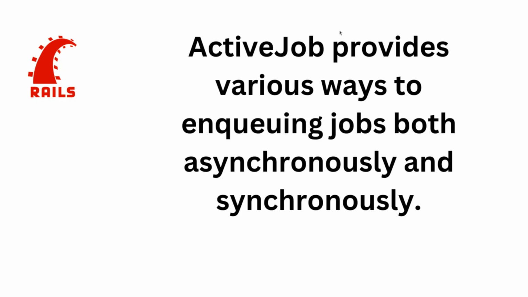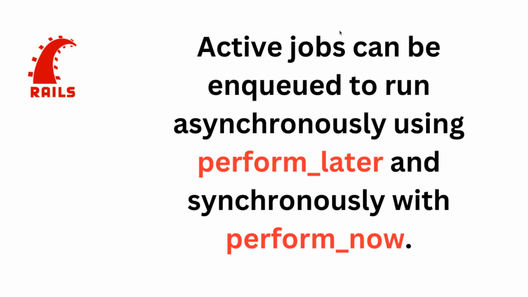For example, let's say in the test suite you need to perform your active jobs immediately. So in the test suite you need to use them synchronously. And in production you need to use them asynchronously, and it happens in most of the cases. Active jobs can be enqueued to run asynchronously using perform later and synchronously with perform now.